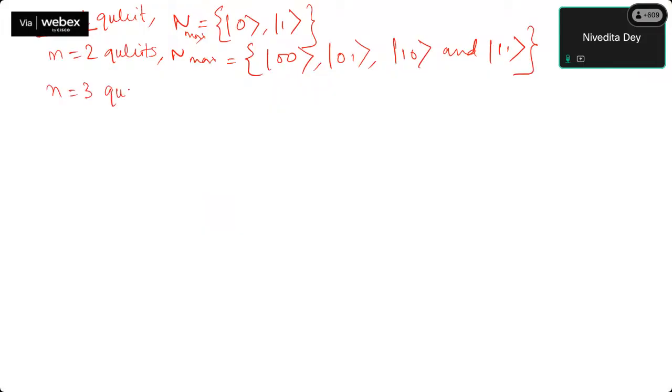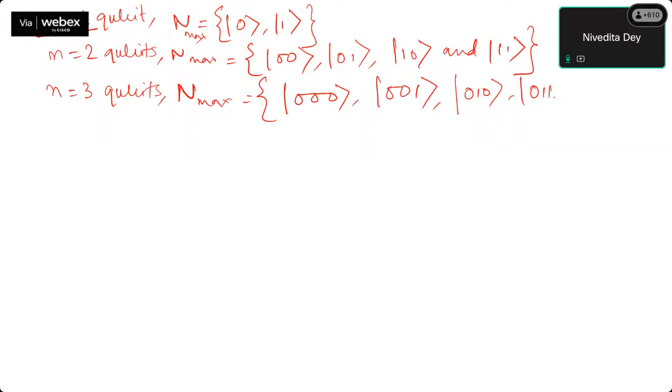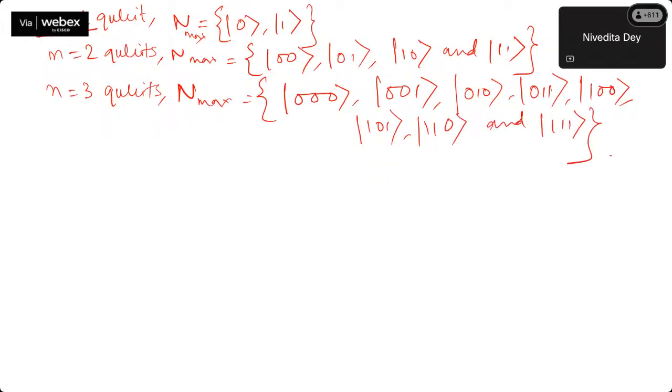For n equal to 3 qubits, the maximum number of states possible are 000, 001, 010, 011, 100, 101, 110 and 111, and so on. This continues, right? So now the representation: ket 0 was [1 0], ket 1 was [0 1]. Done.